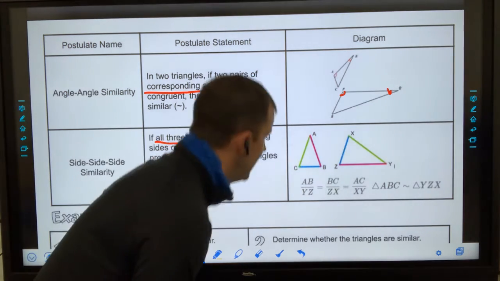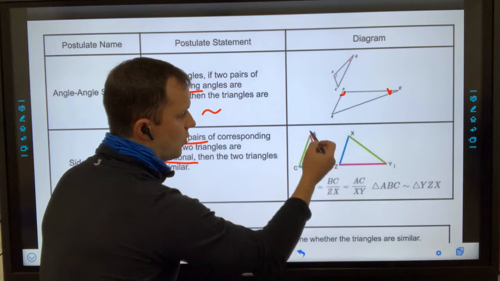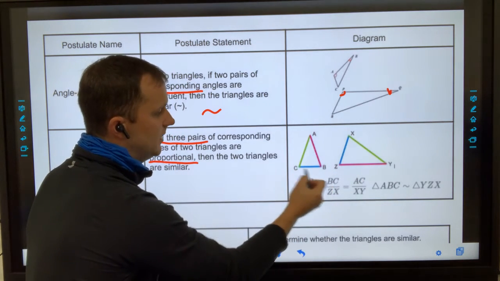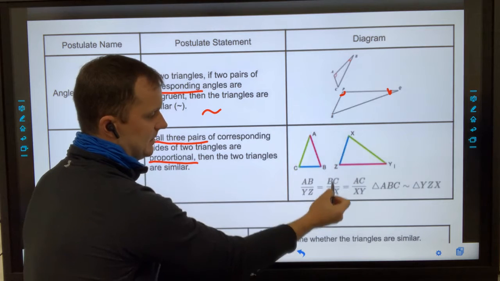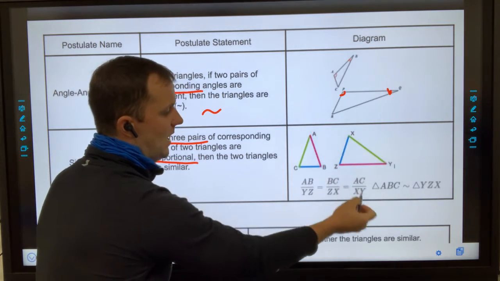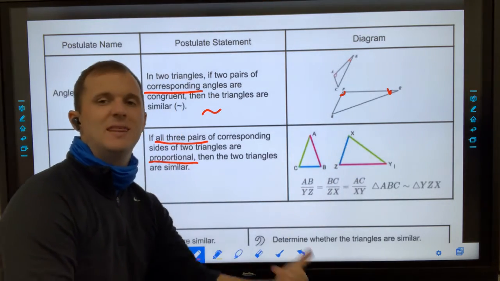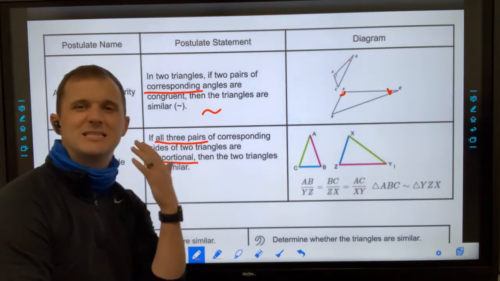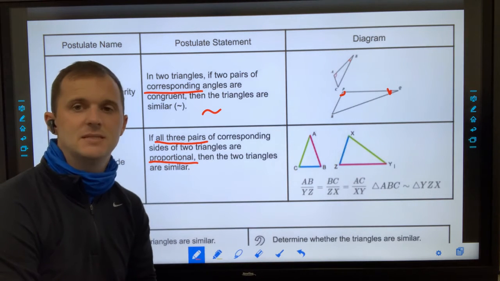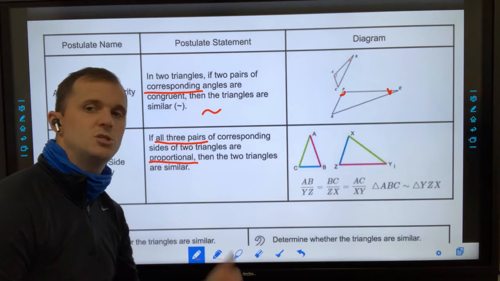So for instance, right now, if I took AB and YZ, those are corresponding, put those over each other, and BC corresponds with ZX, I put those over each other, and I put AC over XY and put those over each other. If each one of those are equal to each other, then that means the two triangles are similar. And I can, again, use that to find a missing side or help me to find a measurement that I'm missing here. Okay, so let's jump to the examples.